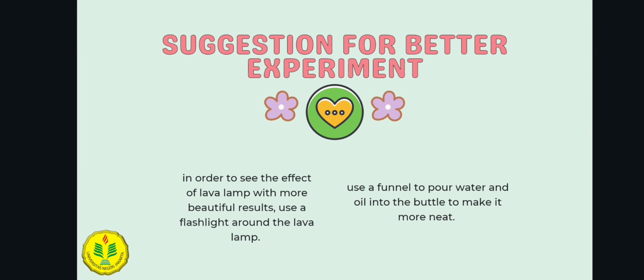Suggestion for a better experiment. In order to see the effect of the lava lamp with more beautiful results, use a flashlight around the lava lamp, and use a funnel to pour water and oil into the bottle to make it more neat.